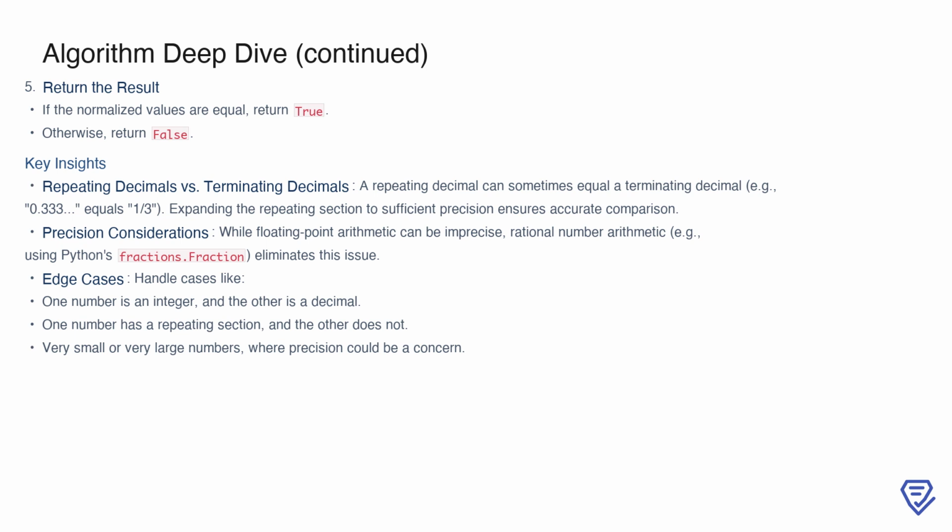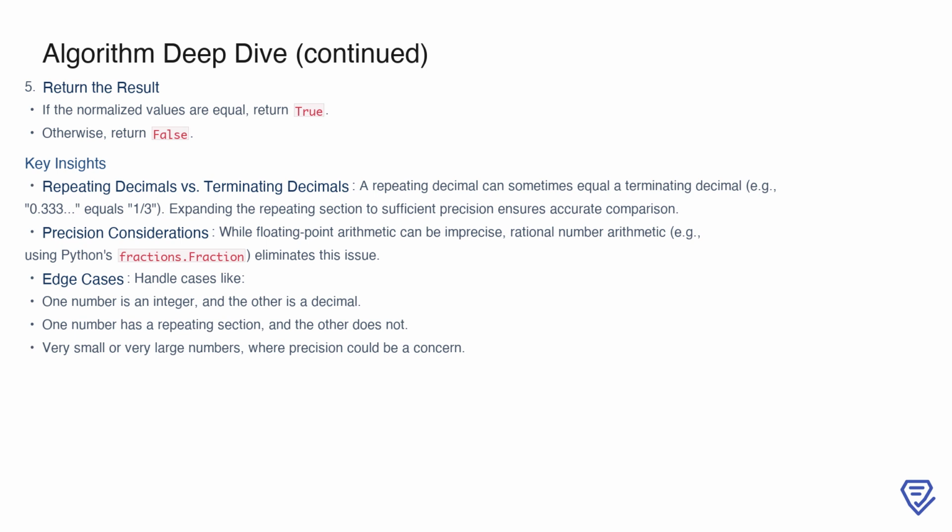This approach ensures that we correctly evaluate cases such as a repeating decimal equaling a terminating decimal, for example, 0.333 repeating being equivalent to 1/3. To guarantee accuracy, we expand the repeating section to sufficient precision during normalization. Precision is critical here, as floating point arithmetic can introduce errors. Using rational number arithmetic, such as Python's Fraction class, eliminates these issues and ensures that even edge cases are handled correctly. Examples of such edge cases include scenarios where one number is an integer and the other is a decimal, or one number has a repeating section while the other does not.